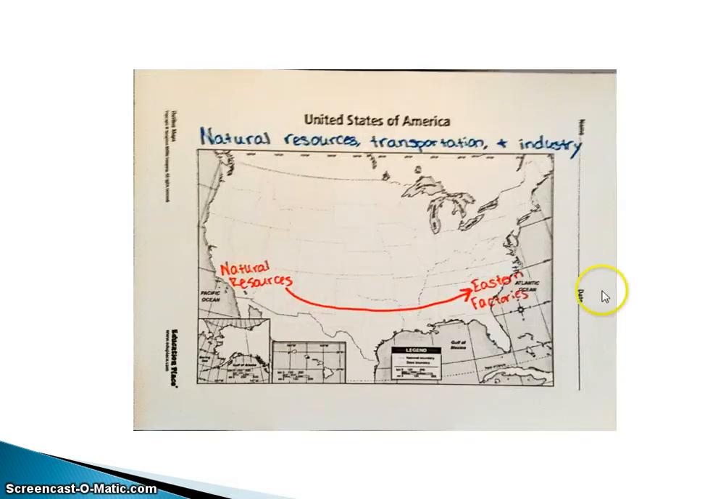So the next thing you need to do on your map is write natural resources and then draw an arrow over to eastern factories. It's easier if you do this at the bottom of the map. So natural resources and then a nice long arrow to eastern factories.